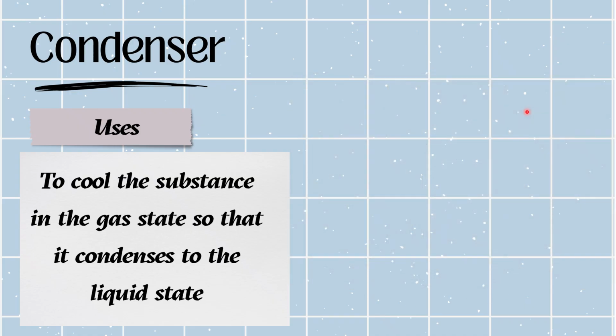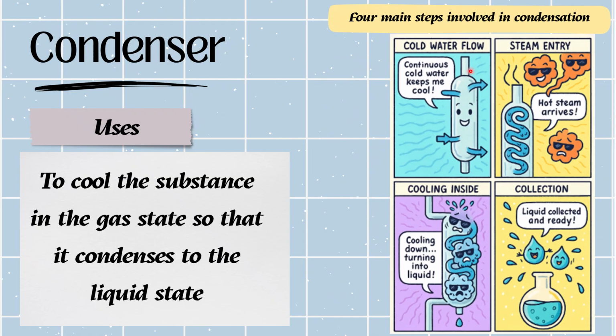There are four important steps that you should remember. Always remember that cold water enters the condenser, which keeps the condenser cool. And then the steam entry happens. As soon as the steam arrives, it starts to cool, and finally it gets collected. So this is how a condenser works. The use is to cool substances in the gas state so that they condense to the liquid state, which we can later collect. With this we have completed all the apparatus in this session.